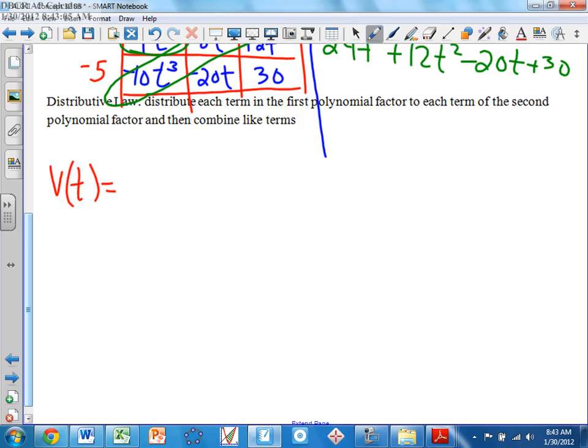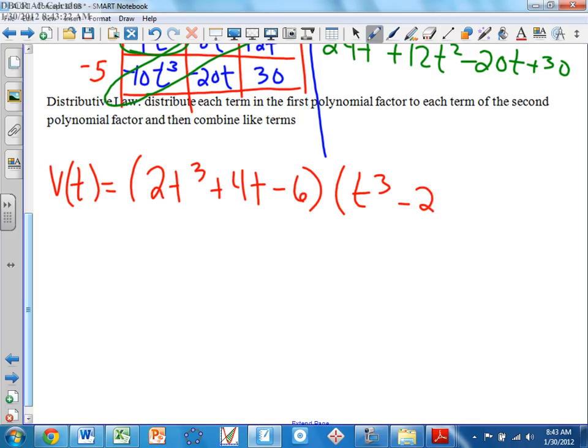Guys, come on, 3 minutes. Voltage equals current times resistance. The current is 2t to the third plus 4t minus 6, and the resistance happened to be t to the third minus 2t squared minus 5. Again, that's what I had for my voltage equals current times resistance.